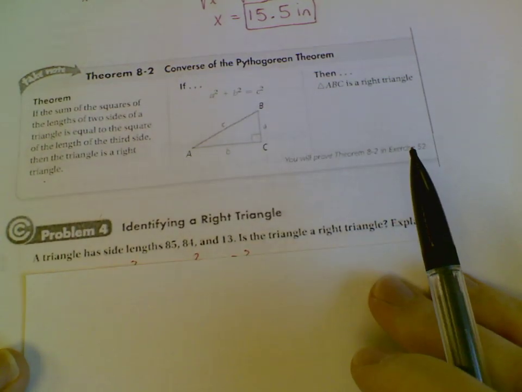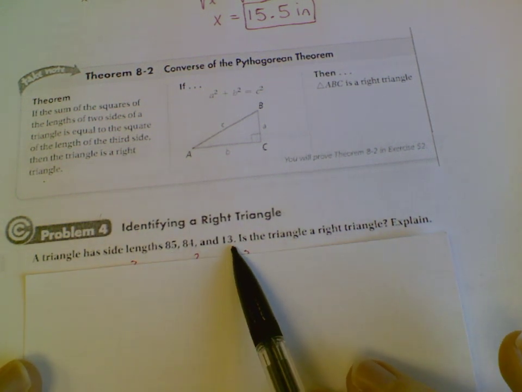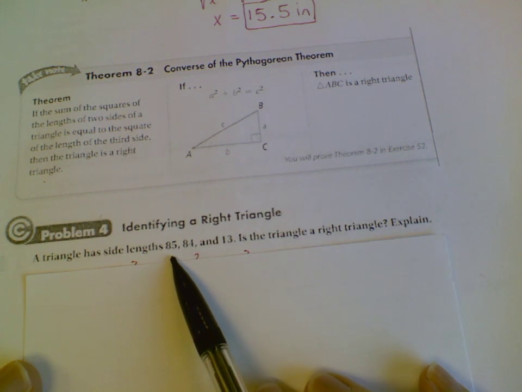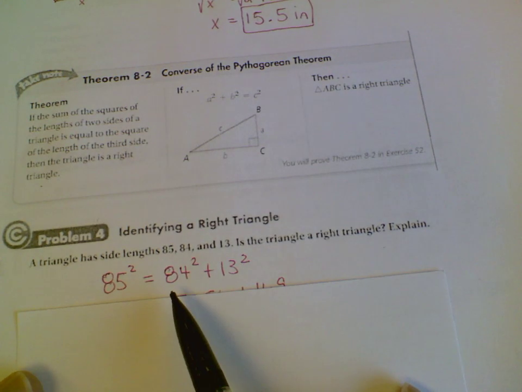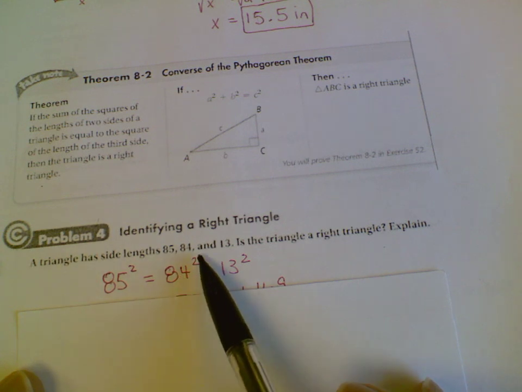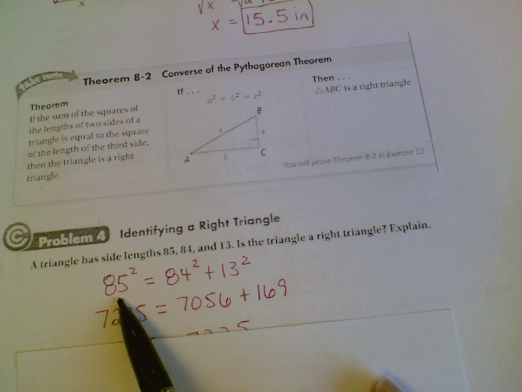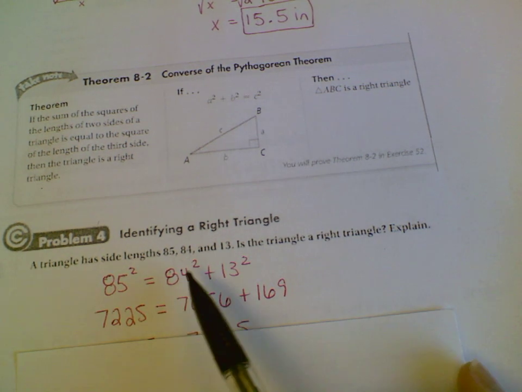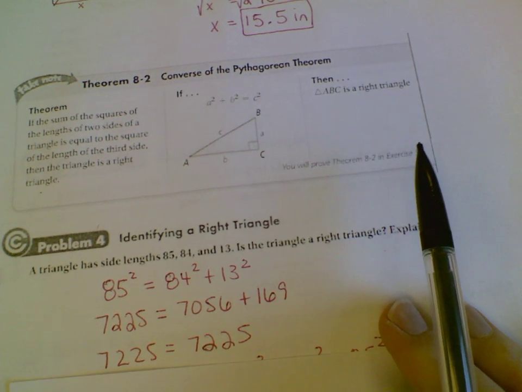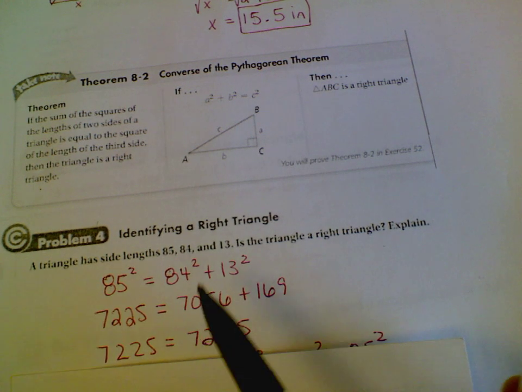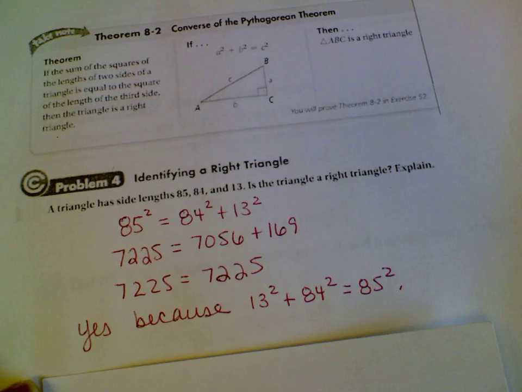So it says a triangle has side lengths 85, 84, and 13. Is it a right triangle? Notice it doesn't tell me which one is my legs, which one is my hypotenuse. Automatically, the biggest number is always your hypotenuse. So I would just plug it into my Pythagorean theorem. My hypotenuse was 85, and then my 2 legs are 84 and 13. So then I square them all. I got 7,225 for 85 squared, 7,056 for 84 squared, and 169 for 13 squared. When I added the right-hand side, I got 7,225. So since I got them equaling each other, yes, it is a right triangle, because when I did all that math, it worked out.